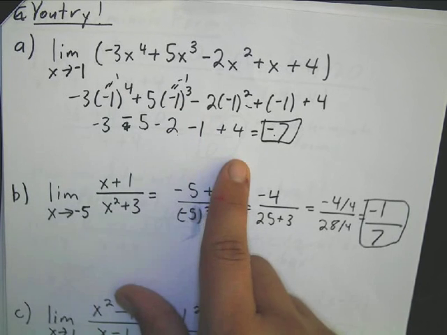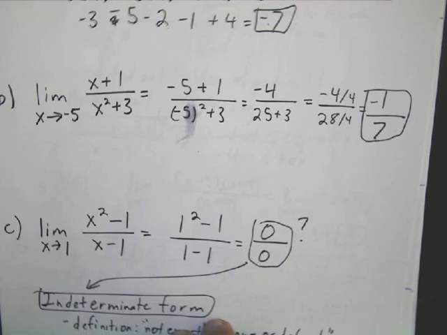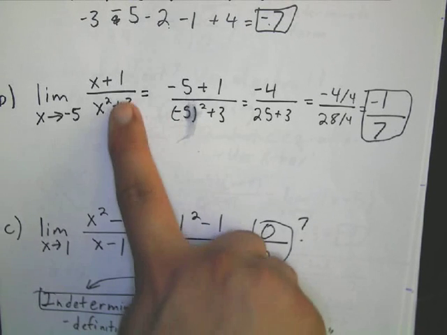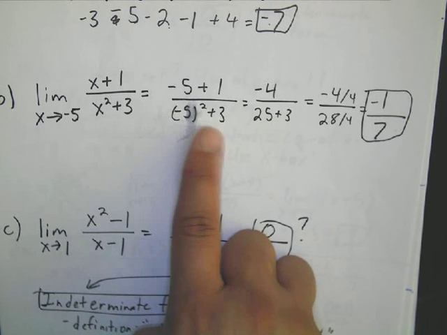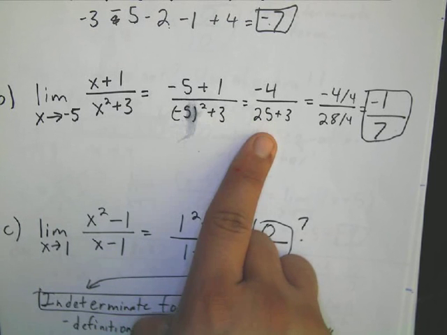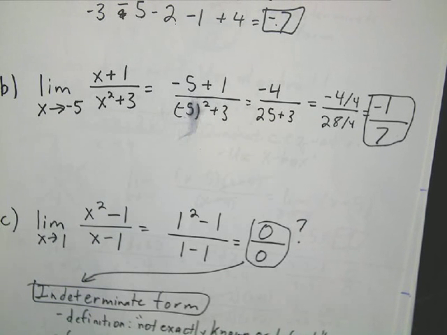Simple enough, right? For B, you plug in -5, so -5 plus 1 is -4, over -5 squared plus 3, which gives you -4 over 28. We should all know how to reduce that, and that gives us -1 over 7.